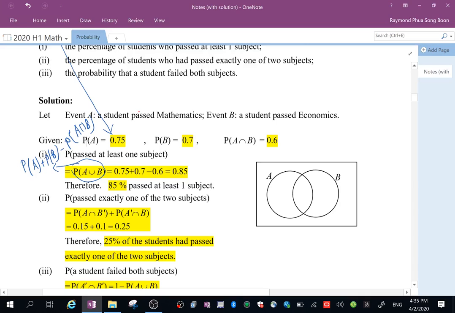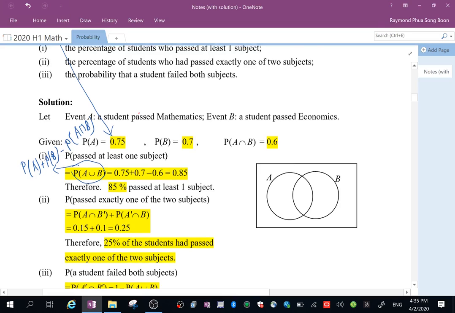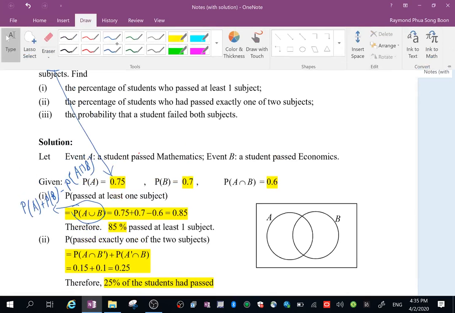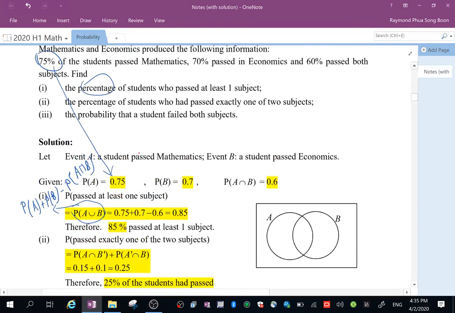So you can get probability A union B is 0.85, but the question asks for not probability but percentage of students. Okay, so therefore you need to convert from probability back to percentage. So you just times 100 to the probability. So it will give you 85%. So 85% of the students pass at least one of the two subjects. All right, let's move on to part 2.